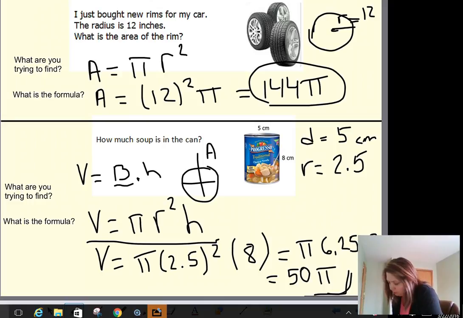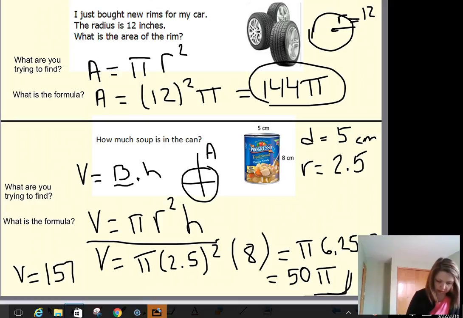Or if I multiply 50 times 3.14, I will get 157 approximately. So the volume here will be 157. Volume of the shape will be 157 centimeters cubed. Remember, the volume is measured in cubes. And that's how much soup we will be able to fit in this can.